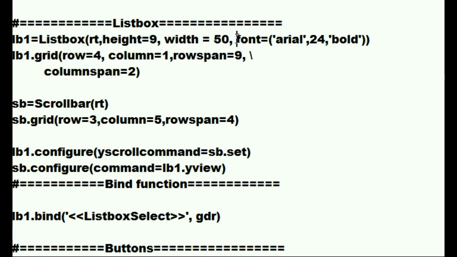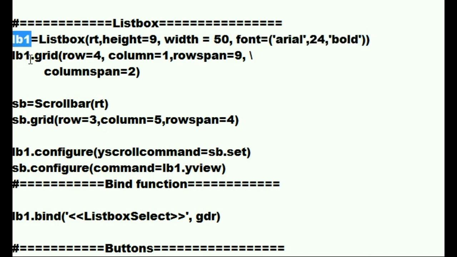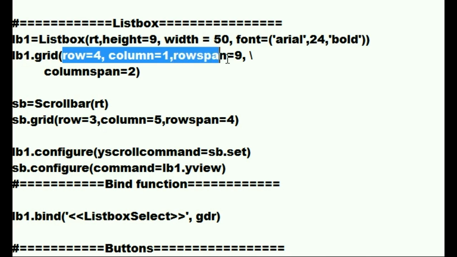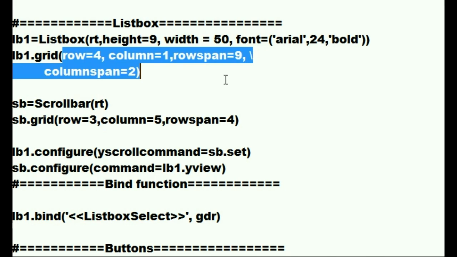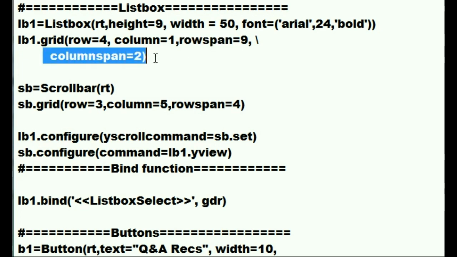Anything you put into this list box, the font will be Arial 24 bold. Then I tell the system to assign that to LB1. LB1 is then told to put itself into the grid at row 4, column 1. Give it a row span of 9 and a column span of 2. Row span will let this item span more than one row. Column span will let it span more than one column.